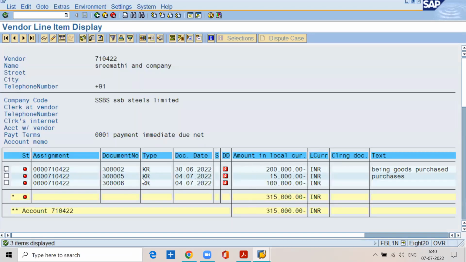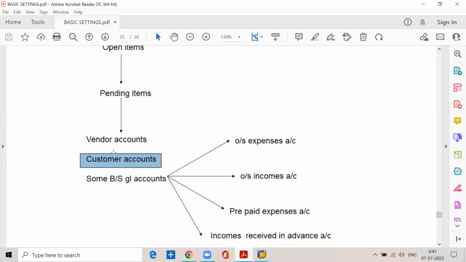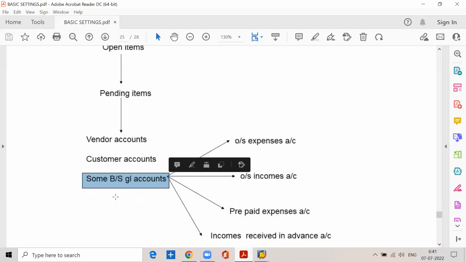See, this vendor, Srimati and company, this is the vendor. In this vendor, there are 3 invoices showing in red color. So these invoices are pending for payment. Like that, in the customer account also, the sales invoices will be shown in red color till we get the payment from the customer on those invoices. Clear, no?